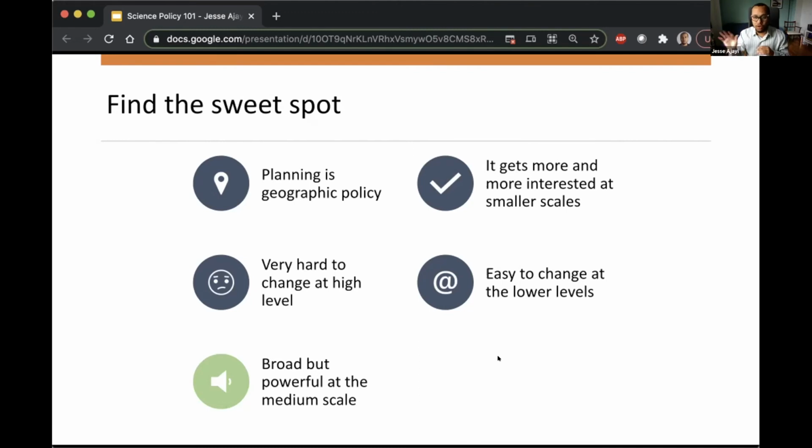It's pored over by lawyers. It's a lot easier to change policy at the lower levels, especially at the municipal levels. So I advocate for the medium scale, which is broad enough to allow you to do a lot, but very powerful. And so I'll talk just about those scales quickly, and then we'll get to some examples.